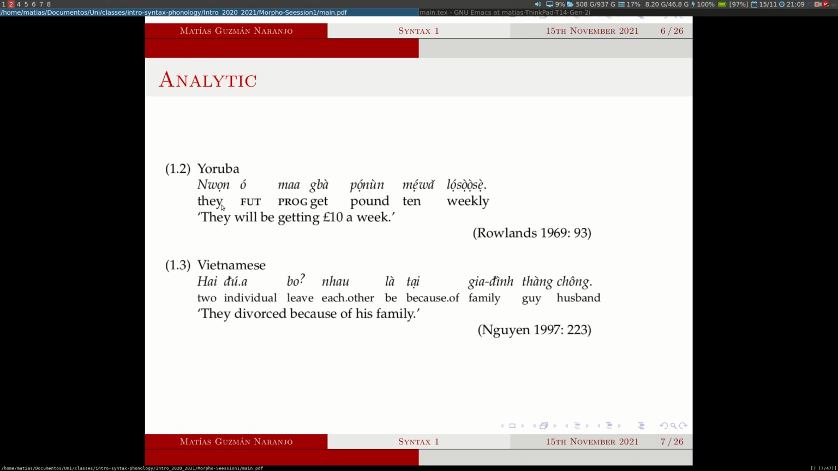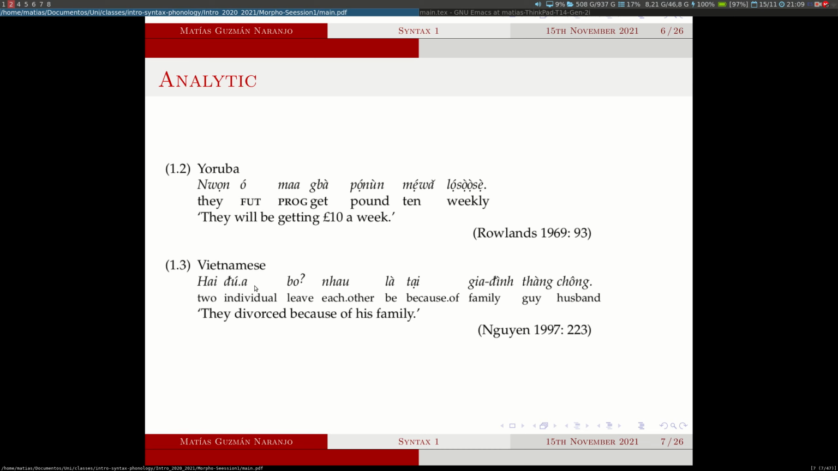So here is the subject. That could be annotated. It isn't, but it could. This tells you it's a future, a future progressive, and it's "get", so we'll be getting, and here's the construction for £10. You see the noun comes first, and then the numeral, and then at the end the adverb. Importantly here, there is basically no morphology in the sentence.